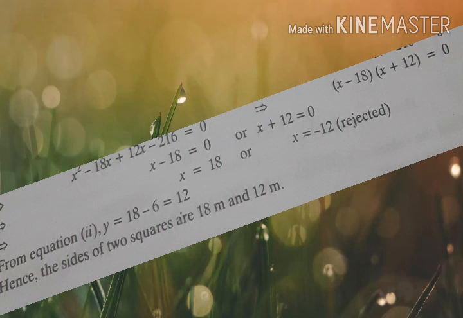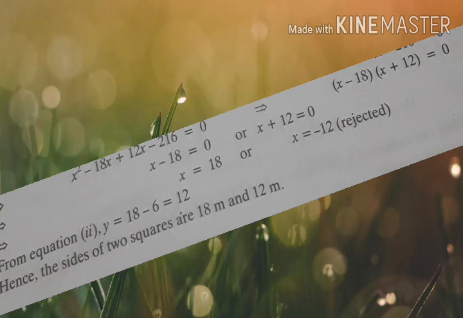So x square minus 18x plus 12x minus 216 equal 0. Then take the common factor outside. Then you will get (x minus 18) into (x plus 12) equals 0. You should write all the steps. Now x minus 18 equals 0 or x plus 12 equals 0. So x equal 18 or x equal negative 12.